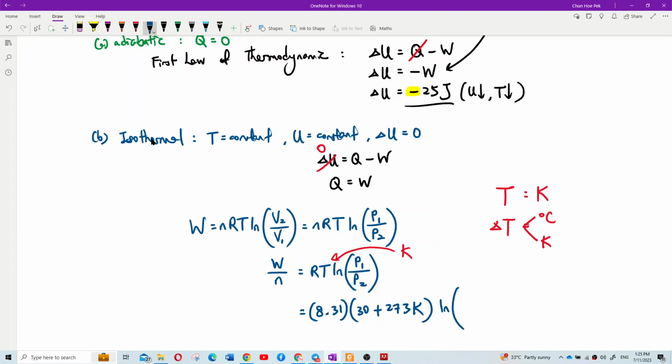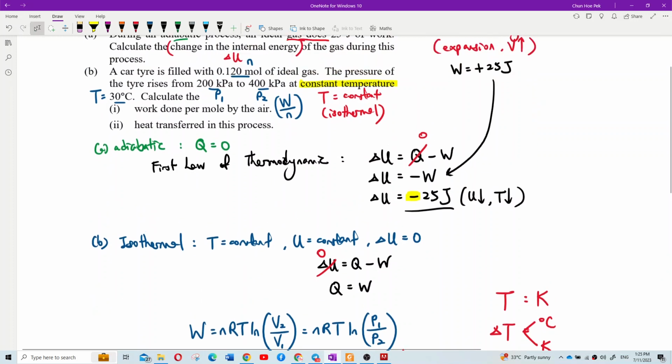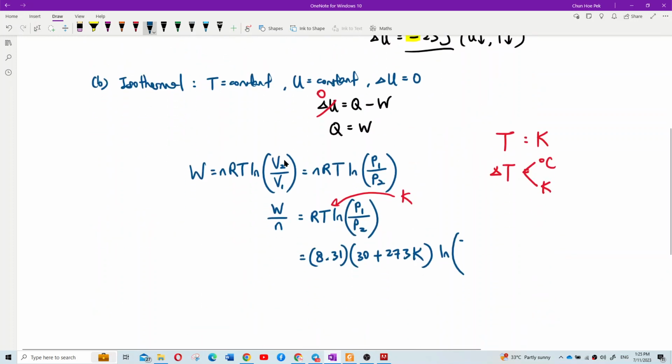Pressure 1 to pressure 2, so 200 to 400. So that means pressure 1 over pressure 2, 200 kilopascal over 400 kilopascal. Never mind, the unit cancels off already. If volume, then V2 over V1. If pressure, then P1 over P2. Be careful, it is reversed.